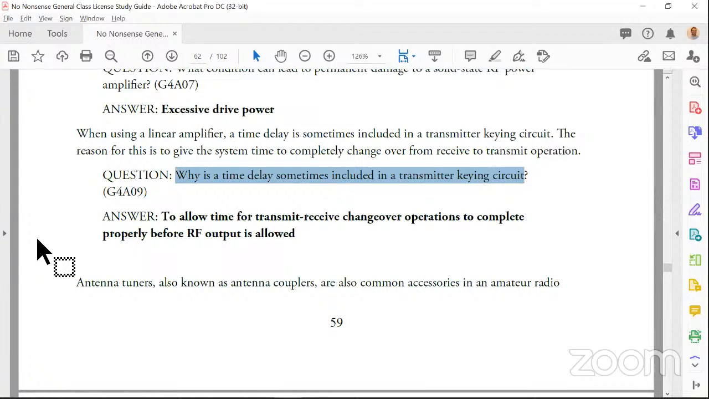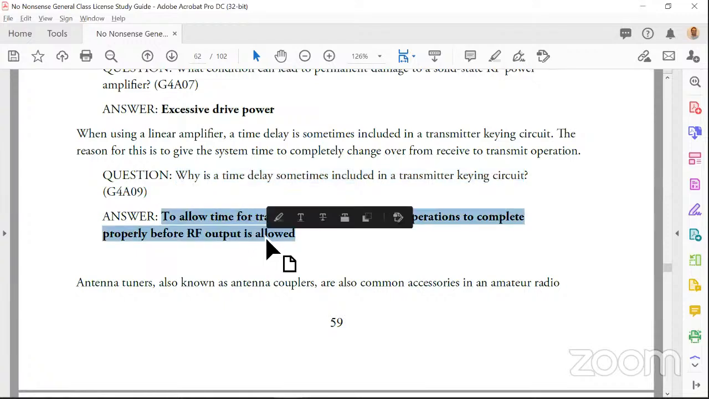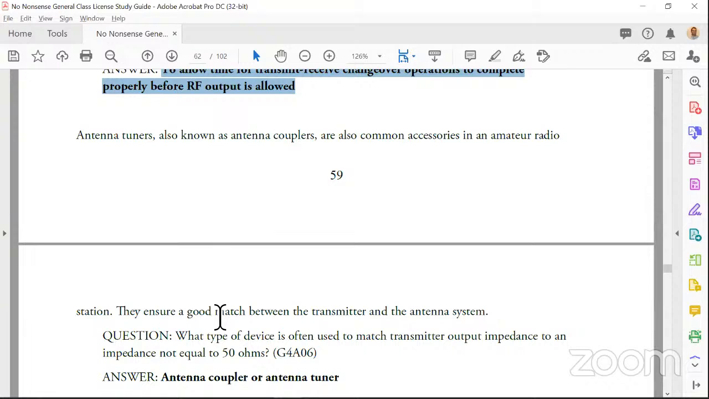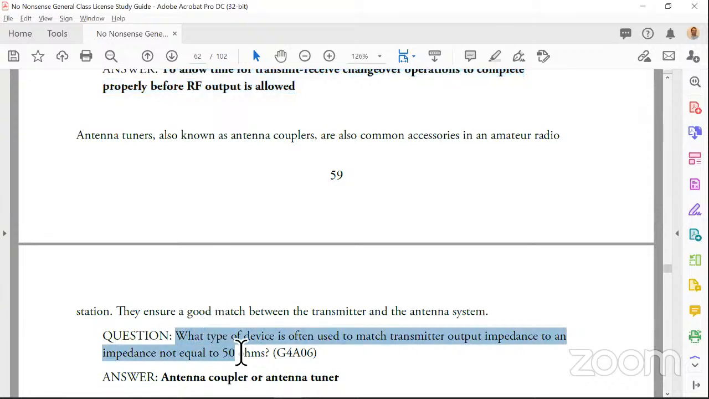Why is a time delay sometimes included in a transmitter keying circuit? So remember we said that that's a feature. Sometimes you have a little time delay. And the reason we have it is to allow time for the transmit-receive changeover operations to complete properly before RF output is allowed. So that's the purpose of the time delay. Last question before we go into our slide in the slide deck.